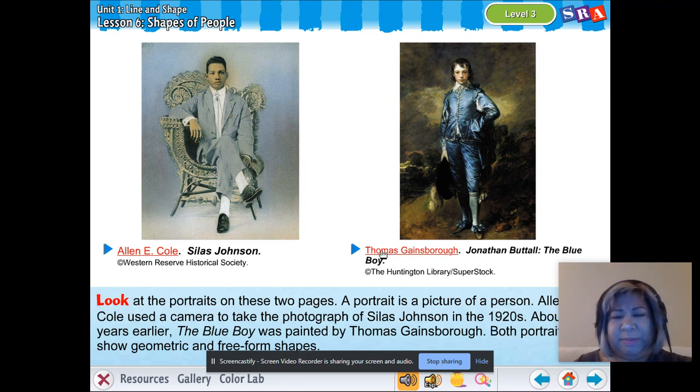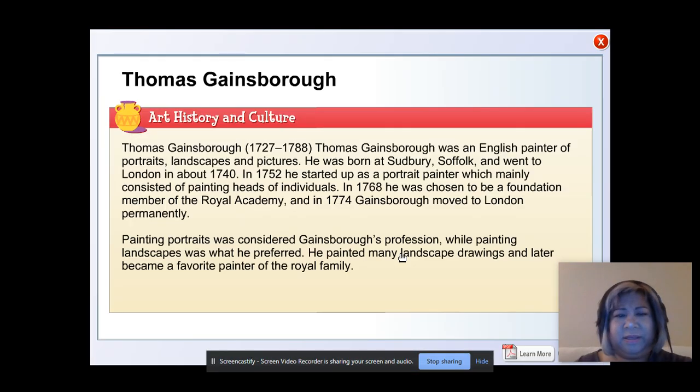This one's by an artist named Thomas Gainsborough. This is a very famous one. They call him the Blue Boy. Thomas Gainsborough lived from 1727 to 1788. He was an English painter, famous for painting portraits and landscapes. He was born in Suffolk, and he went to London in about 1740, and he started up as a portrait painter, and he basically just painted the heads of people.